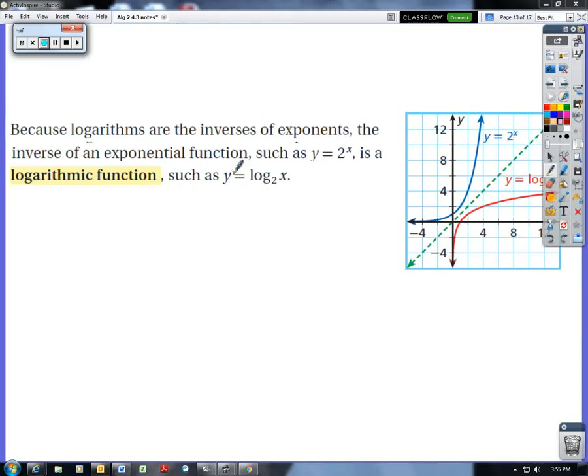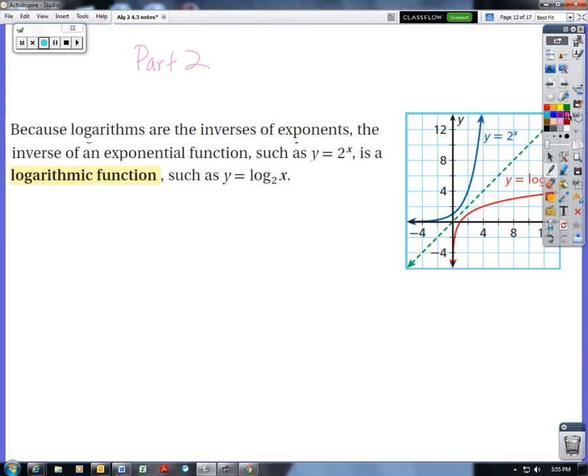This is Algebra 2, Section 4.3, Part 2. In this section, we're going to be focusing on graphing logarithms. And the best way, until you get good at these and really understand them, the easiest way to graph these is to start with the exponential.